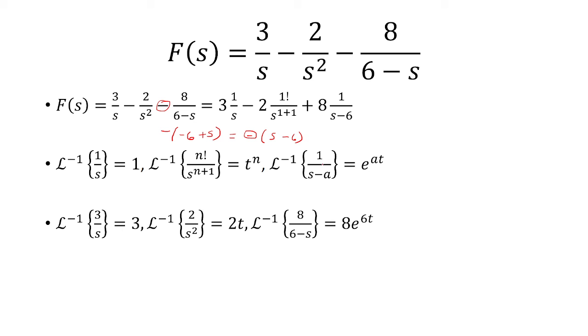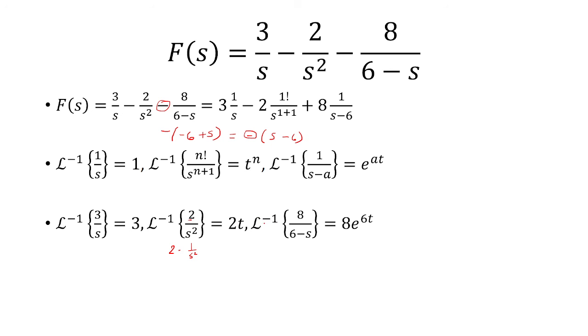So now we just need to take advantage of this. We have 3 over s. That's just going to be 3 times 1 here, which is 3. And then the inverse Laplace transform of 2 over s squared. Well, for this, n is going to be 1. So this will be t to the first power, but we have a 2 here. So this is like 2 times 1 over s squared. So that's why it's going to be 2t.